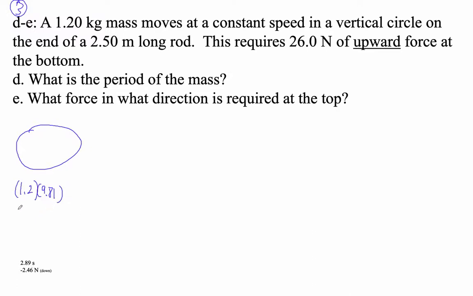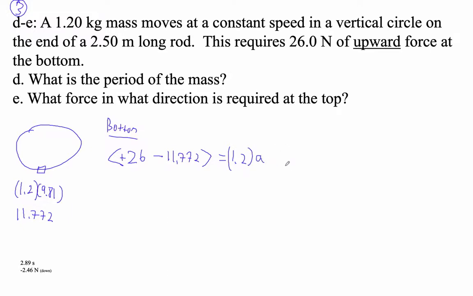It's 11.772. Okay, now we're all set. At the bottom, let's set up our F equals ma. So we've got 26 as an upward force, minus 11.772 equals 1.2 times a.